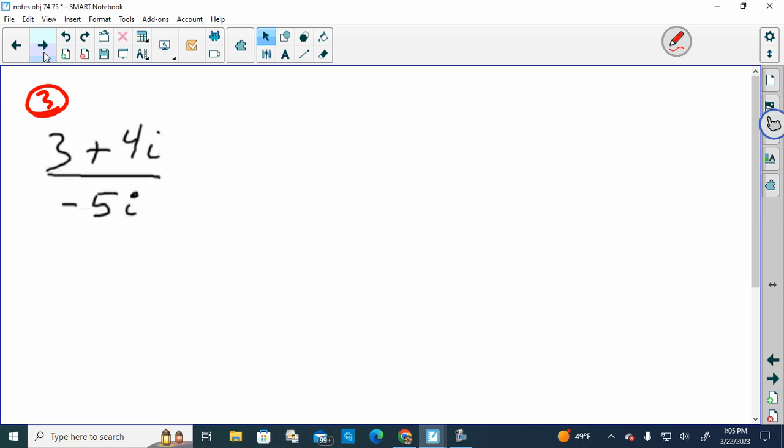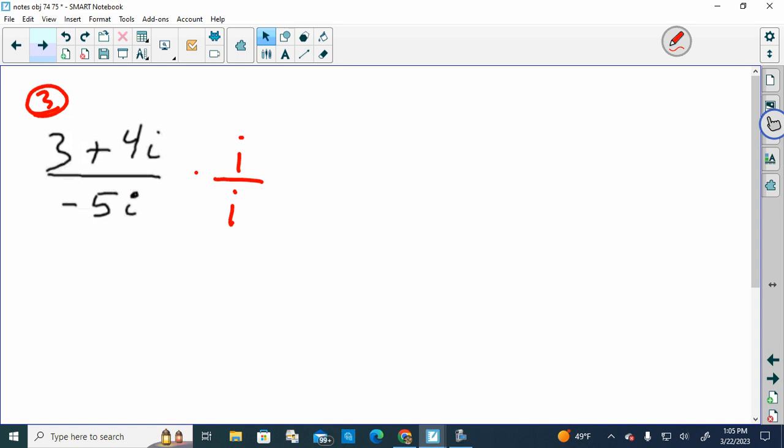Okay, so 3 plus 4i over a negative 5i. When it's not a binomial, you don't write it as the opposite. You only do that when it's got a binomial on the bottom. The only thing you really need to get rid of is the i. It's just like having a radical at the bottom: you multiply the top and the bottom by the radical. So this one we just need to multiply the top and the bottom by the i. That's what we can't have in the bottom.